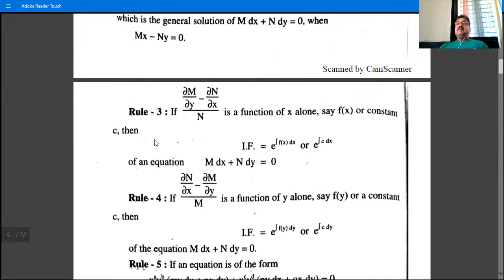So this is about the types: exact differential equation and differential equation reducible to the exact differential equation. We will see the next type, linear differential equation, in the next video.